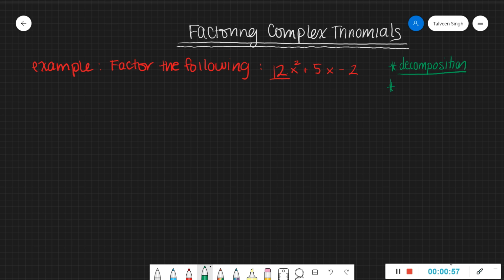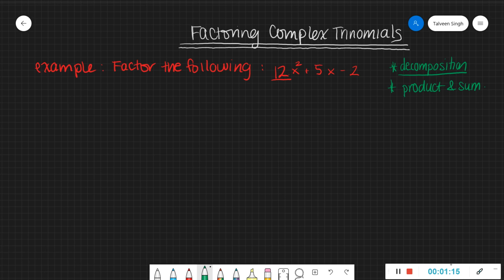Decomposition, there's a few of you that call it product and sum. You can call it that as well. So some of you might have learned it as the product and sum method, right? It's called product and sum because you're going to be trying to find two numbers that give you a product of A times C and a sum of B. So what does that mean, right?